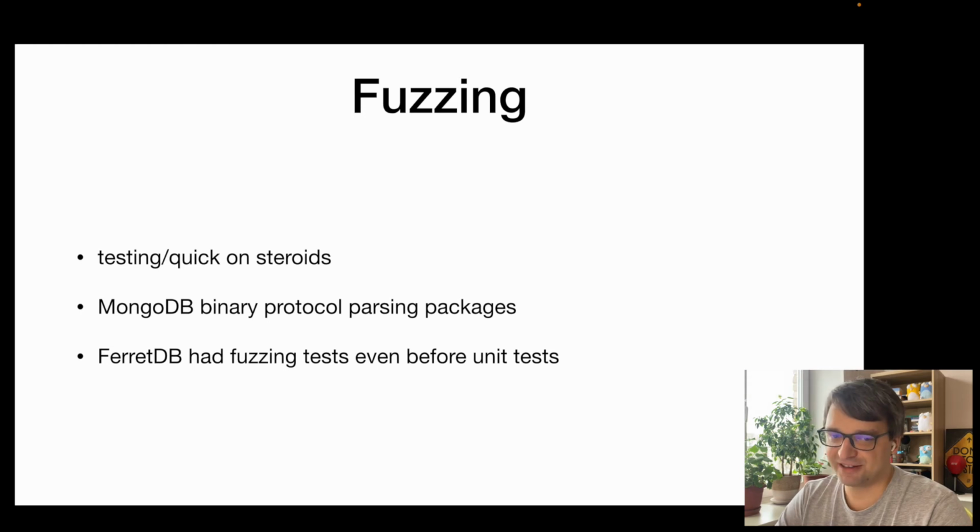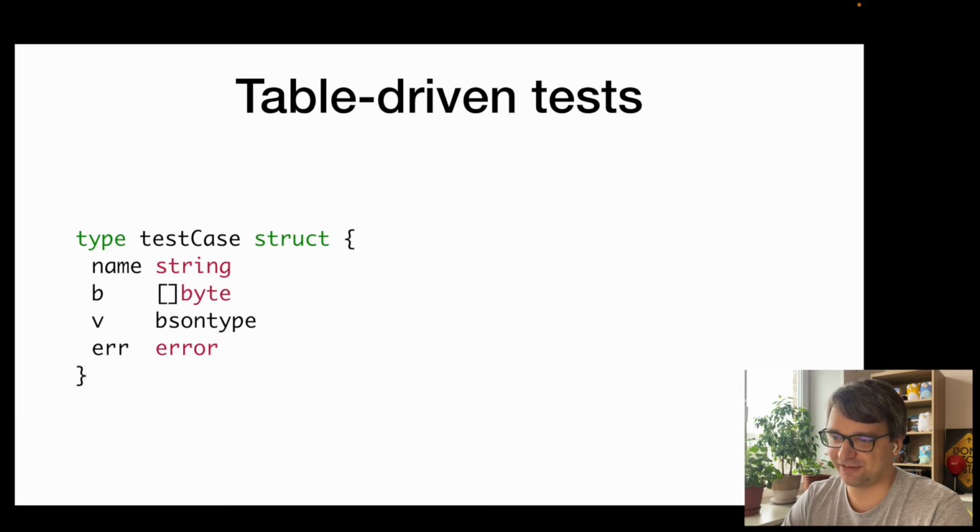They were that useful. That's because we started by dumping MongoDB protocol packages and writing code to parse them. And we were more interested in getting this right, like not having any crashes. And after that, once we started to understand the protocol more, we started writing good unit tests, not just fuzzing tests. But before we talk about fuzzing, let's talk a bit about table-driven tests.